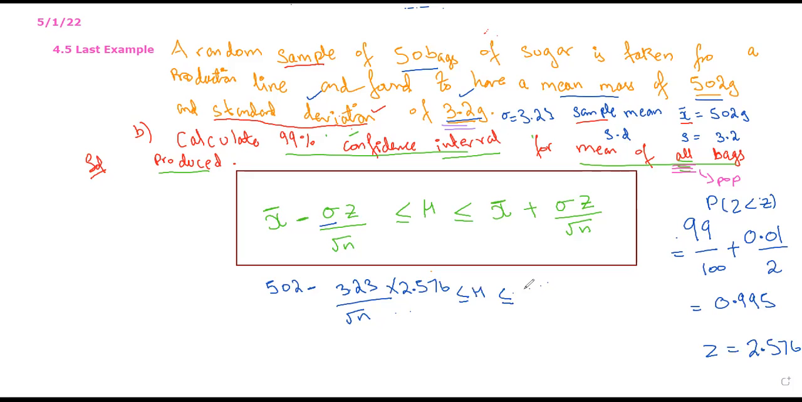So you have to multiply it with this part: 2.576 less than or equal to mu, less than or equal to, everything would be the same, but you will get a minus sign: 3.23 into 2.576 divided by under root 50. Obviously here again we have 50. So this is going to give you 498.5 less than or equal to mu less than or equal to 503.